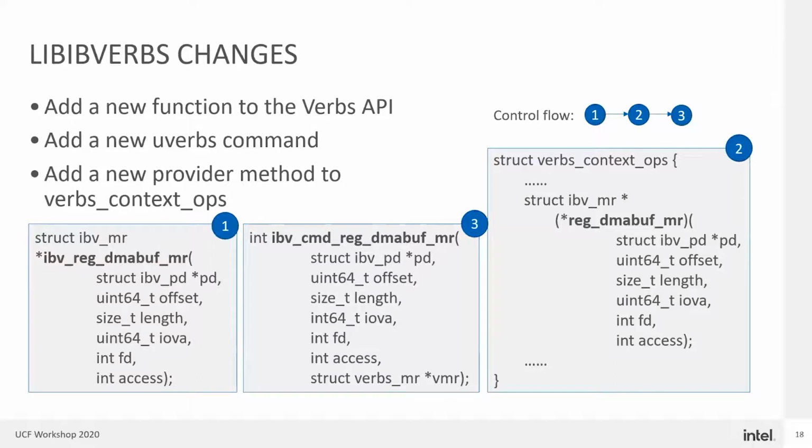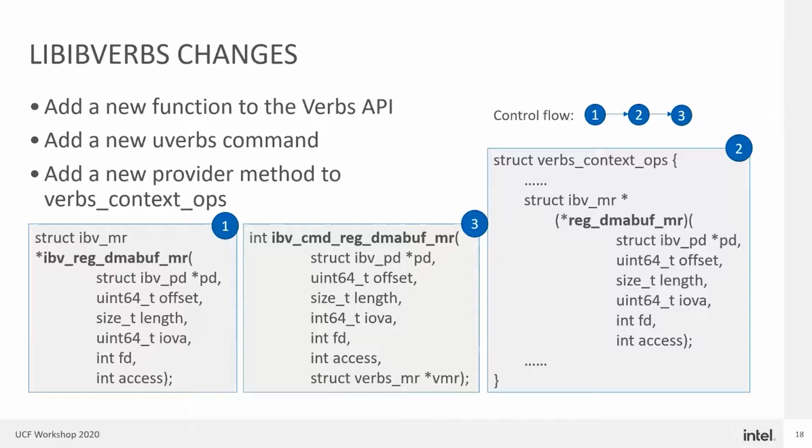The user space library also needs some changes in order to work with the new kernel functions. So we have three changes made to libibverbs. The first one is we need to add a new API function, that is the first one here, ibv_reg_dmabuf_mr, that has an additional parameter, the file descriptor here. And also we use offset here instead of the virtual address.